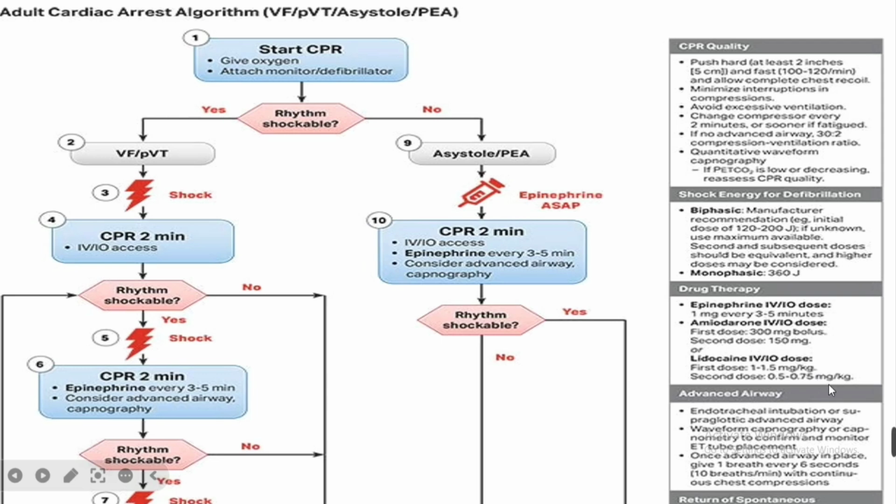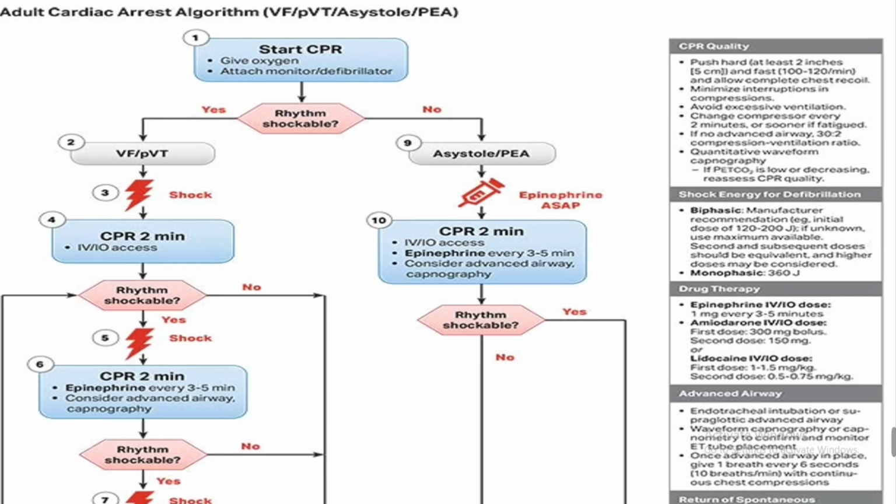So in the advanced airways, you will be opting for endotracheal intubation or supraglottic advanced airways like your laryngeal mask airway, combi tubes and esophageal tubes, all of them. Then waveform capnography or capnometry is used to confirm and monitor the ET tube placement, whether you have placed the ET tube correctly or not. And once the advanced airway is in place, then you have to give 1 breath every 6 seconds, that is 10 breaths per minute, with continuous chest compressions. After you have placed the advanced airway, you can simultaneously give compressions and ventilation. So you have to keep continuing both.